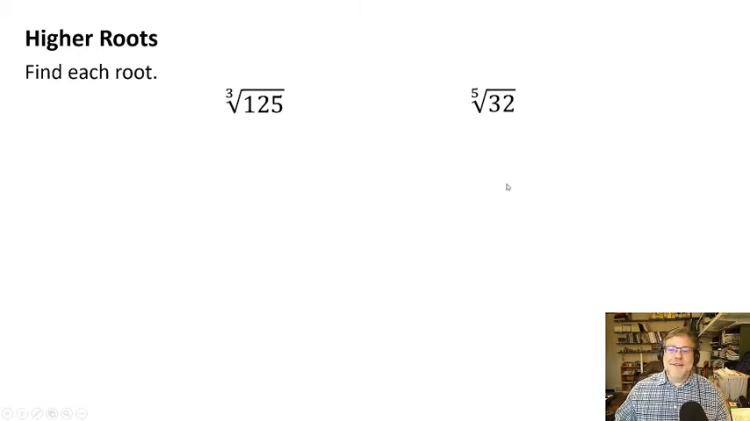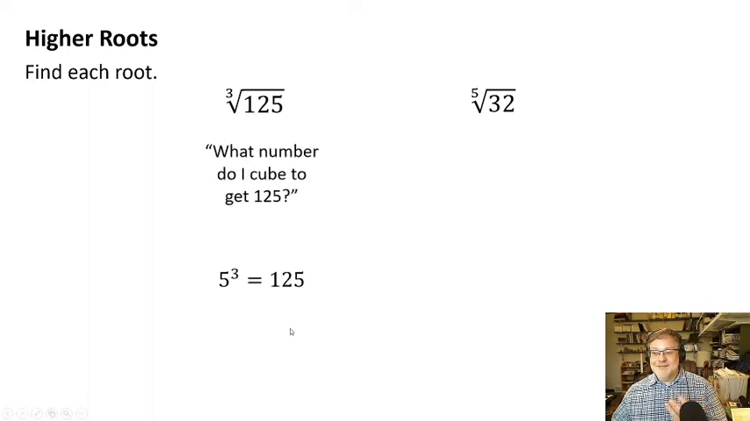So let's find some of these higher roots that we have here. Find each root. So the third root of 125. So what number times itself times itself equals 125? Well, the answer to that is 5. Since 5 times 5 times 5 is 125: 5 times 5 is 25, and 5 quarters is a buck 25, so 25 times 5 is 125. So the cube root of 125 is just 5.